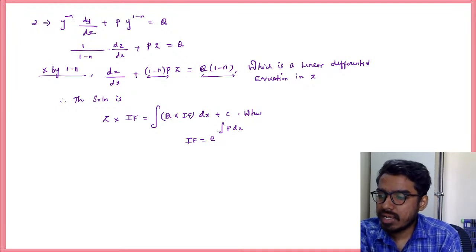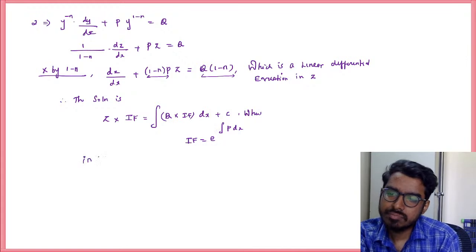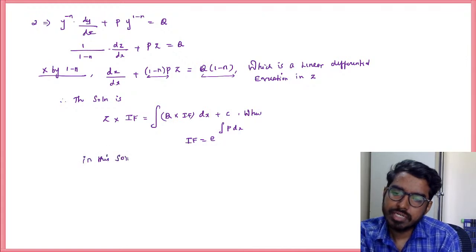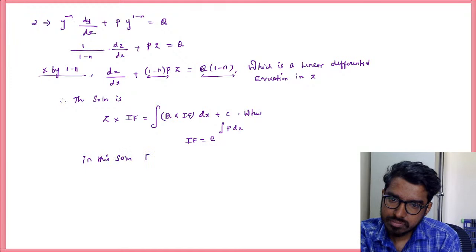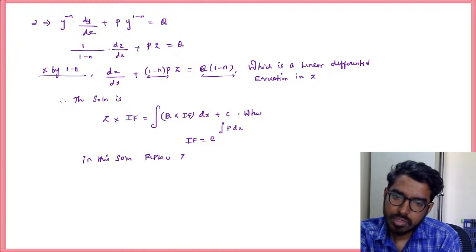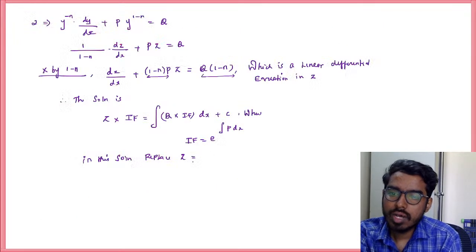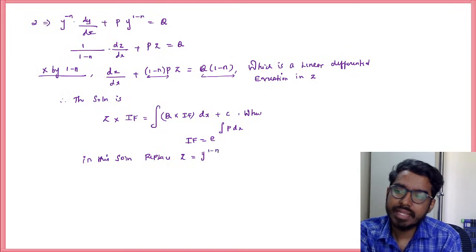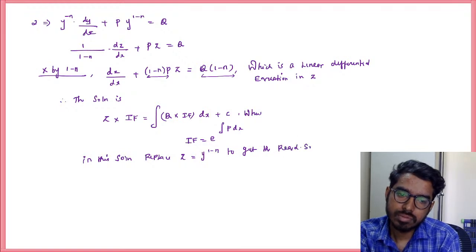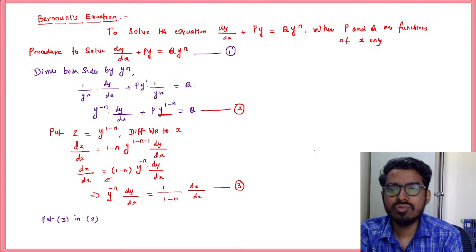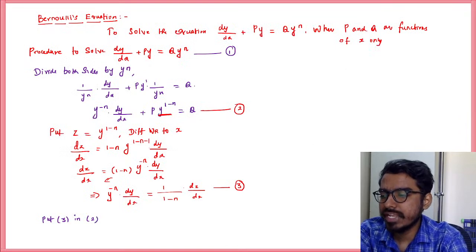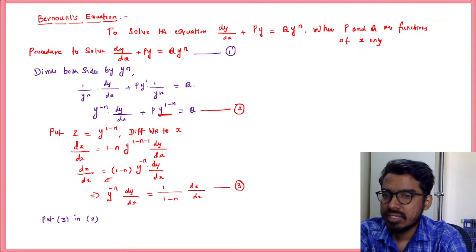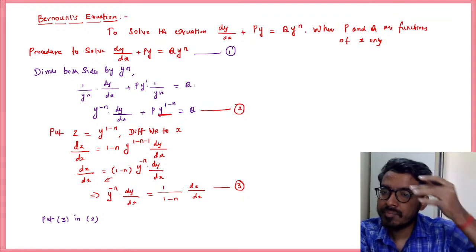After that, in the solution, replace z is equal to y power 1 minus n to get the required solution. That's it. So understand these simple 2 slides, then everything is very easy to follow. Is it clear?